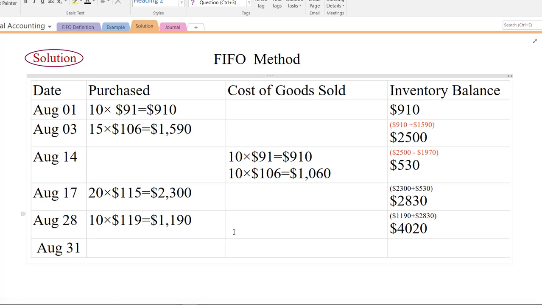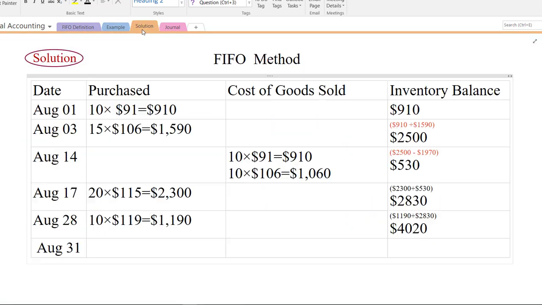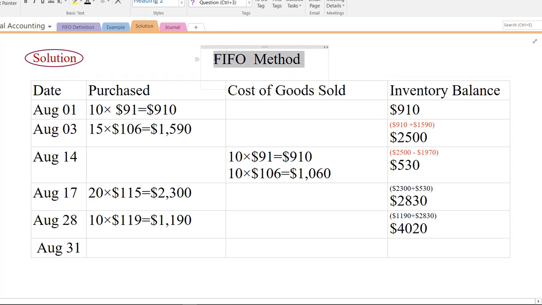Now students, take a few minutes and think about how we are going to record the cost of goods sold. How many units are sold? This is now the question. 23 units are sold. With how much cost? Which one are we going to record? So students, you have to look at the question and the title to see which method we are using. Obviously, we are using the method of FIFO.